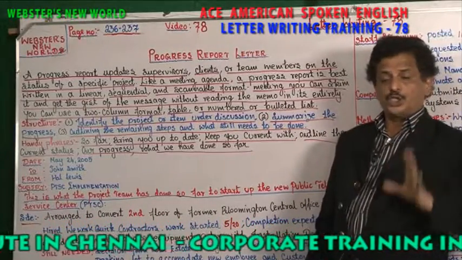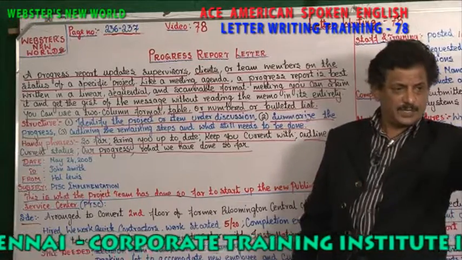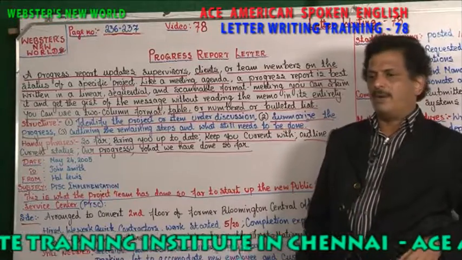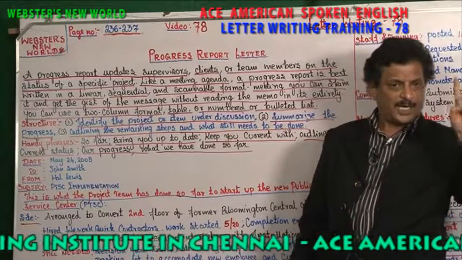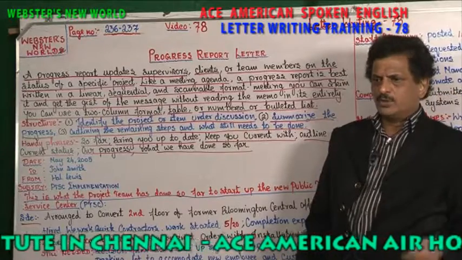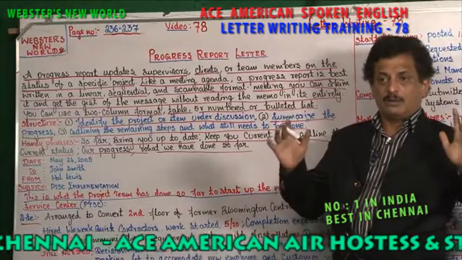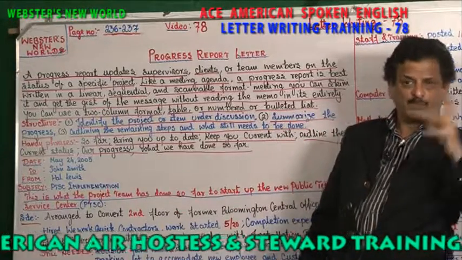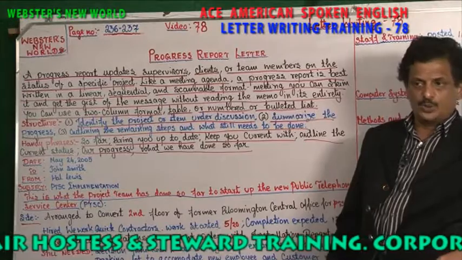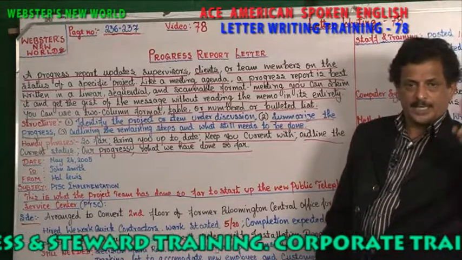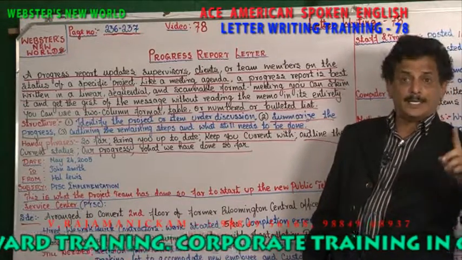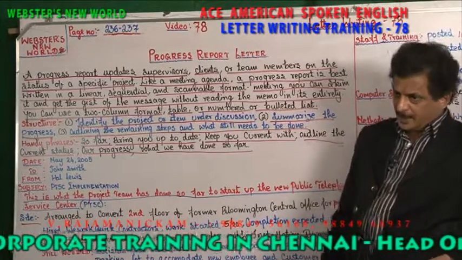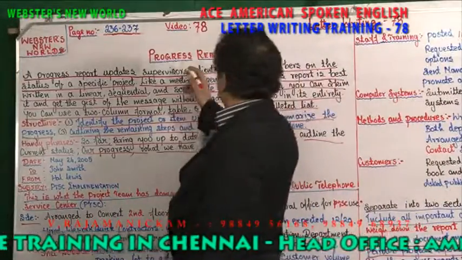Suppose you are the manager and I am the chief executive officer. You have to write a progress report on the performance of the organization and show it to me. So I will be abreast of the latest information. I will be thorough with what is happening, what the progress is, and according to that I can advise you, appreciate you, or be strict and warn you to see that progress is done. Got it, sir? So now coming here, progress report letter.